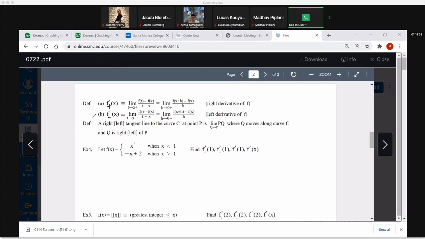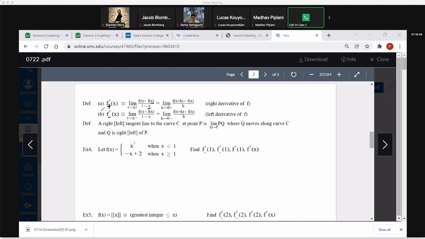So the first definition, definition A, is f prime plus at x. So what is f prime plus at x? Now in this case, the fixed point is x. X is the fixed point, and now pick the point t. Now if you look at this definition here, this is almost the same as the definition of the derivative. Now, what is the only difference?